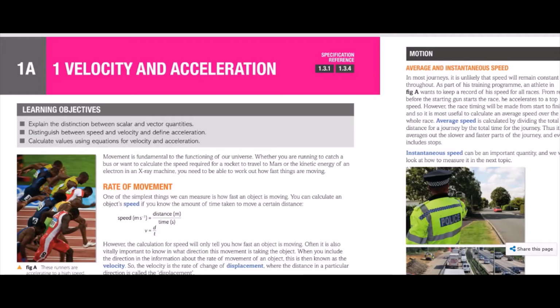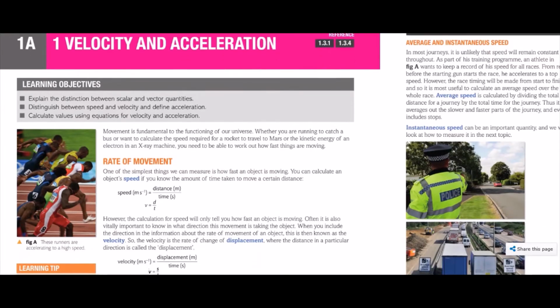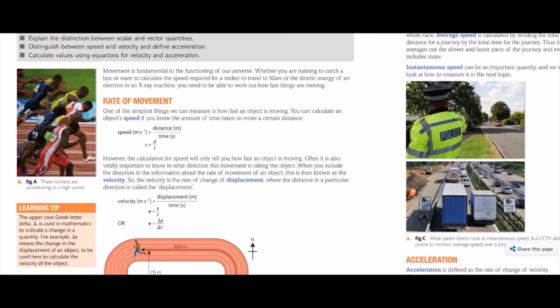In this video, I am going to explain the key concepts from section 1A of your Physics AS textbook. The fundamental physical quantities that we need to study motion are displacement, velocity, and acceleration. These are vector quantities, which means they have both size and direction, as opposed to scalar quantities, which have only size. The quantities that you need to know are distance, displacement, velocity, speed, and acceleration.